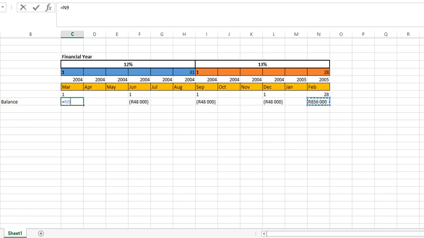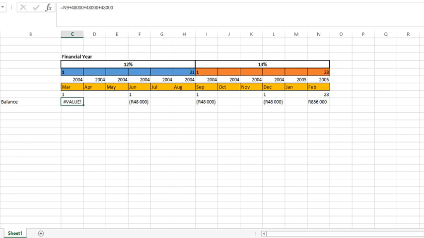our balance at the end of the year, plus the 48,000 Rand which we paid off on the 1st of December, plus the 48,000 Rand which we paid off on the 1st of September, plus the 48,000 Rand which we paid off on the 1st of June 2004.